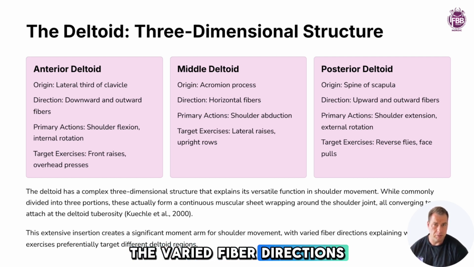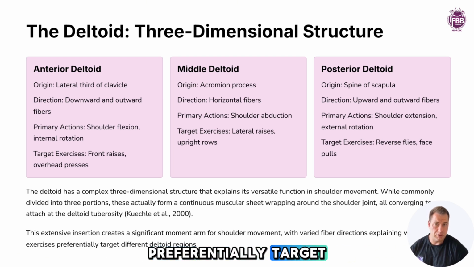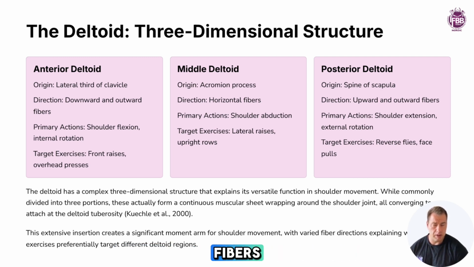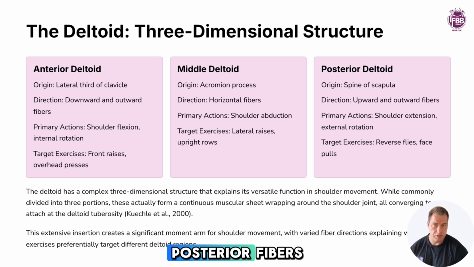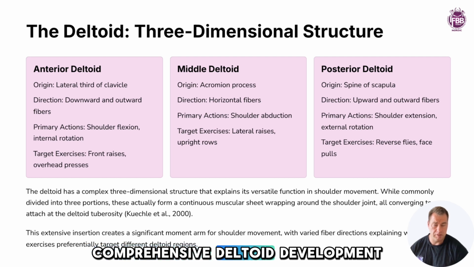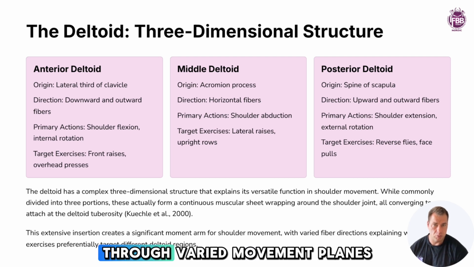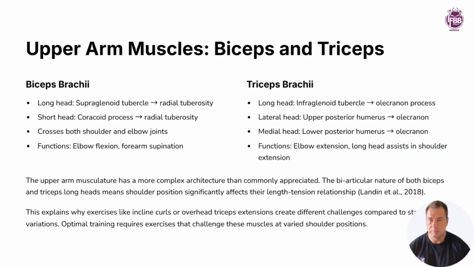The varied fiber directions explain why different exercises preferentially target different deltoid regions. Front raises engage anterior fibers, lateral raises target middle fibers, and reverse flies activate posterior fibers. Comprehensive deltoid development requires movements that challenge all three regions through varied movement planes and resistance profiles.